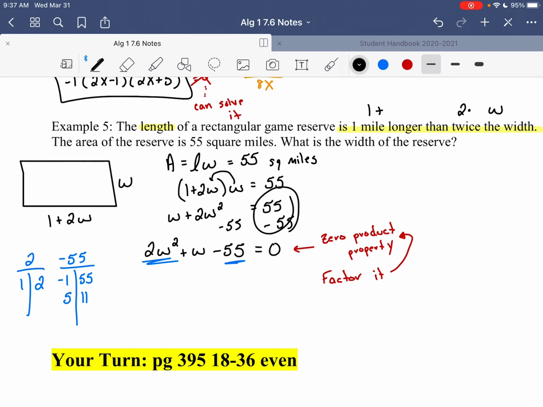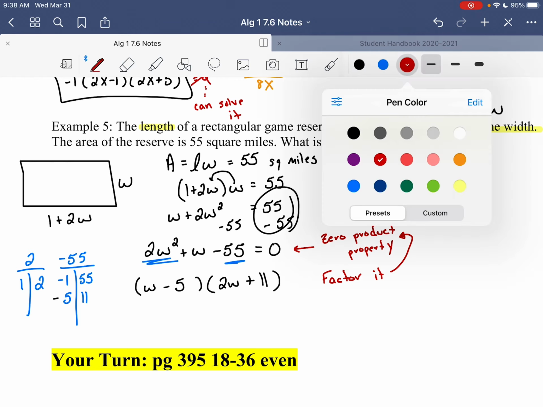Okay, so now I'm going to have to do some guess and checking to see which one of these work. So, for the 2, I really only have one option, a w and a 2w. And I have to decide, well, which one do we want to work with first? I want to get a small number in the middle. It's a 1w here. So I'm going to pick the smaller of these two. The smaller of the two is the 5 and the 11. They're smaller than the 55. So I'm going to do minus 5, positive 11. One of them has to be negative to get negative 55.